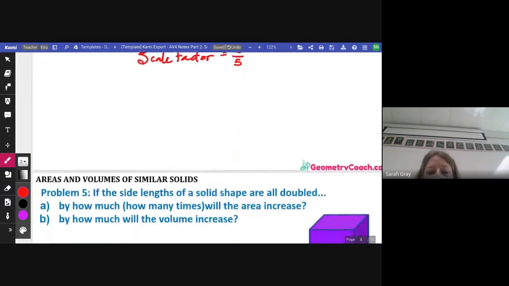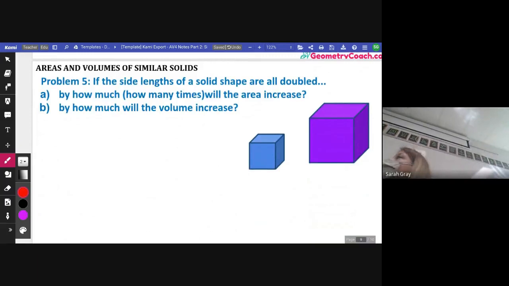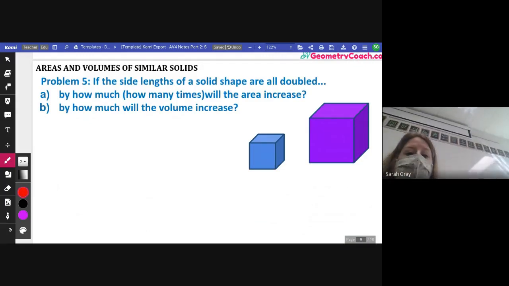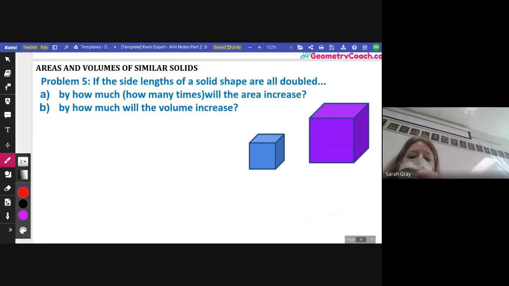Okay. We have two similar solid shapes and all the sides have been doubled. By how many times will the area increase and how many times will the volume increase? So if it helps, you can put some numbers in here. Like we went from a cube that was all sides 3 to a cube that was all sides 6.